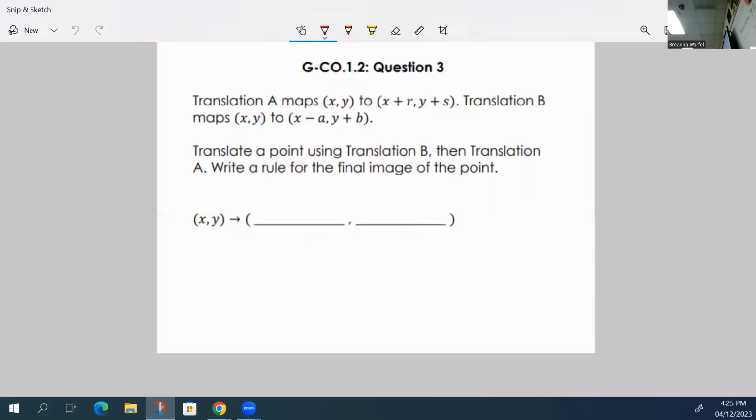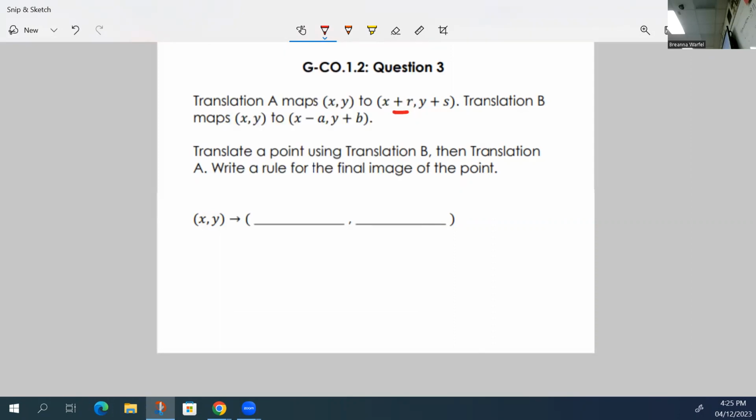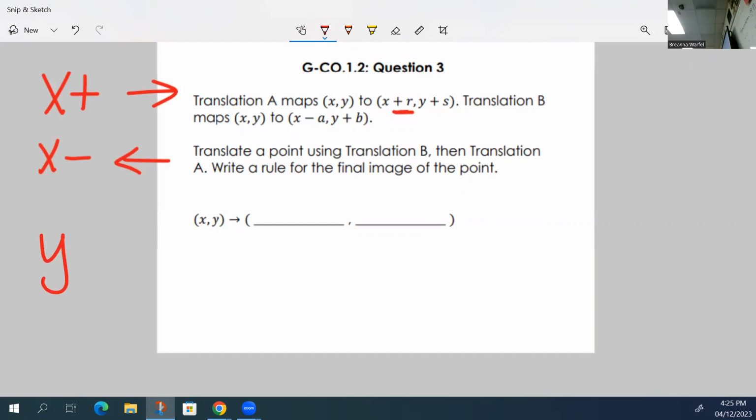So translation A maps XY to X plus R, Y plus S. So go to translation notes. I believe you're there, your notes number 2, and look at what it means to translate. So to translate means to slide. And so when you have X plus anything, X plus means you're going to go to the right. X minus means you're going to go left because that's your X axis. Your X axis runs right and left. Then your Y axis runs up and down. So Y plus means you're going to go up and Y minus means you're going to go down.